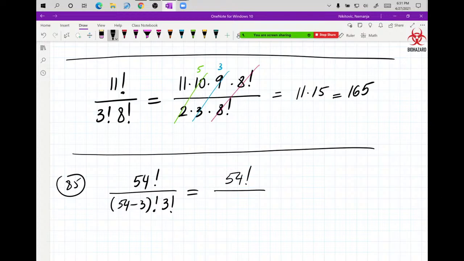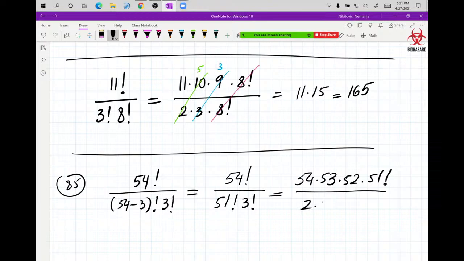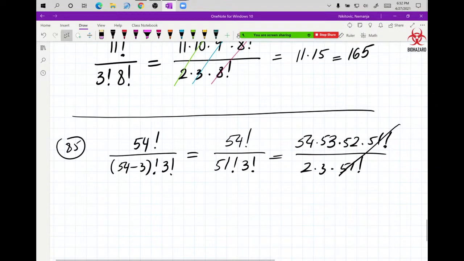54 factorial divided by 51 factorial times 3 factorial. 54 times 53, keep peeling, 51 factorial, and then 3 factorial is 2 times 3, and then you have your 51 factorial, which will cancel. And now, which ones are divisible by 3? 54 can be divided by 3 because 5 plus 4 is 9. So those two can cancel. And you get your 3 goes into this once. And then you have 24 goes 8 times.